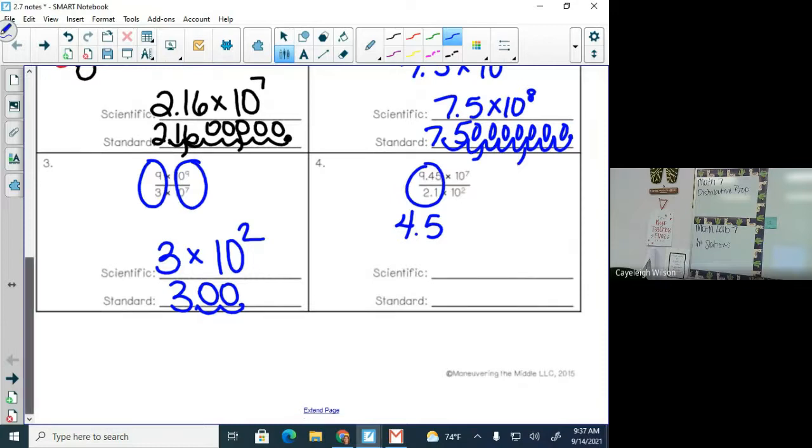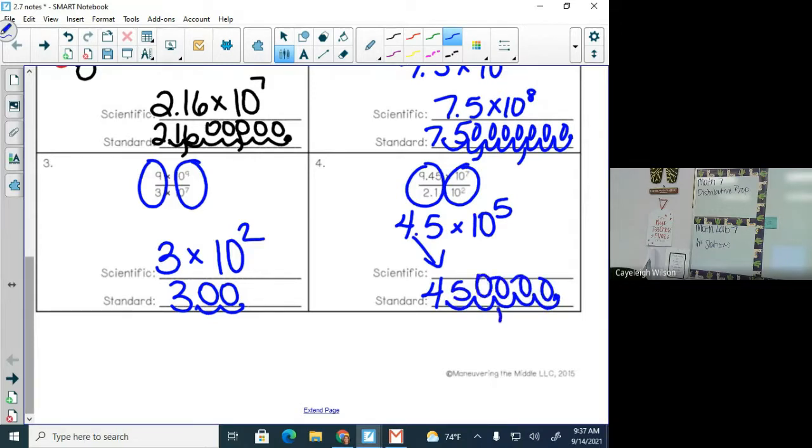All right, and then take the 10s, dividing same base, so I subtract. 7 minus 2 is 5. Okay, and then I'm gonna move that 5 places to the right. 1, 2, 3, 4, 5. And that is 450,000.